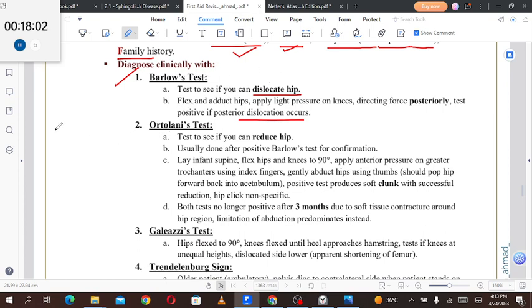Okay, so the person is lying comfortably, and we have to flex and adduct the hips. So we have to flex and adduct the hip joint. Apply light pressure on the knees, directing the force posteriorly. Test positive if the posterior dislocation occurs. So if the posterior dislocation of the hip occurs, that is a positive Barlow test.